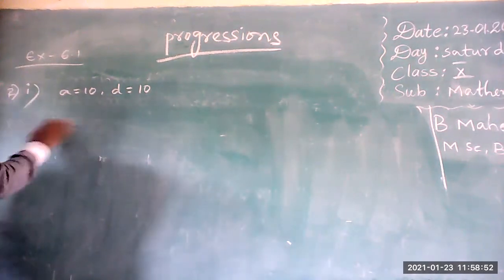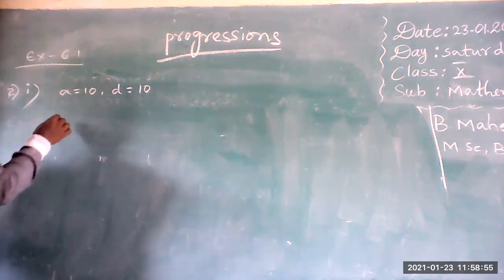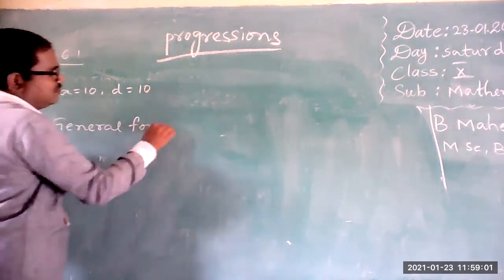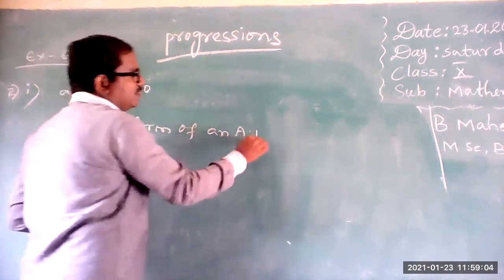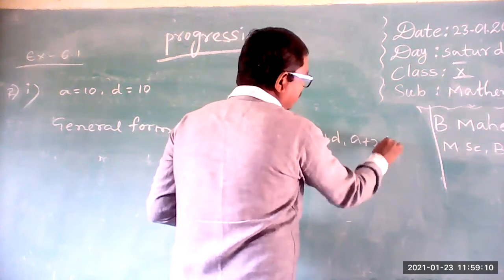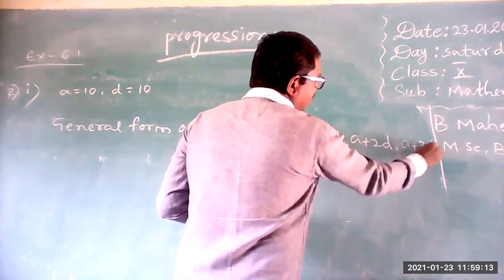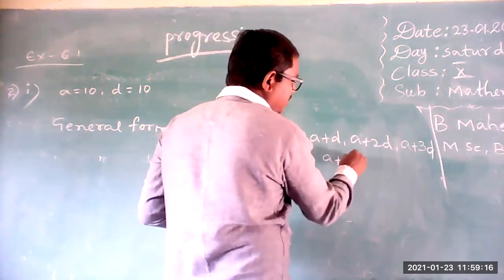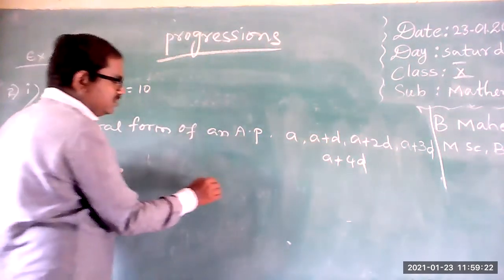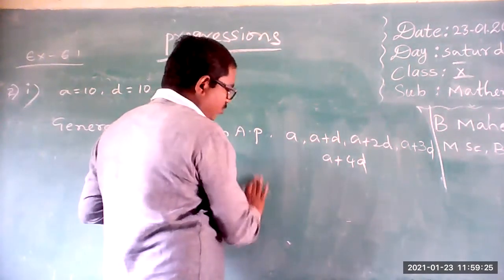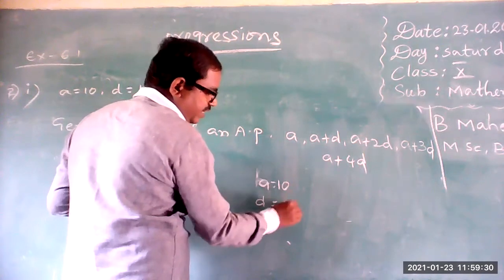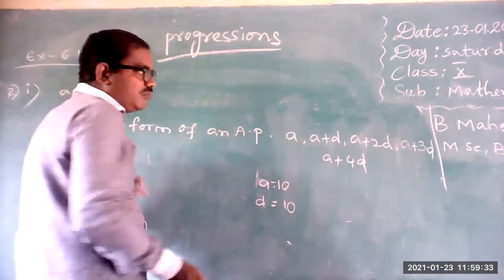So the first term and common difference are given. Find the next terms. You already know the general form of an AP: first term A, second term A plus D, third term A plus 2D, fourth term A plus 3D, fifth term A plus 4D. Here the first term A is given as 10, and the common difference is also given as 10. So substitute the given values in the general form of an AP.